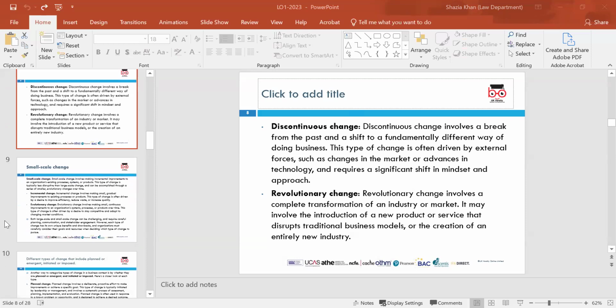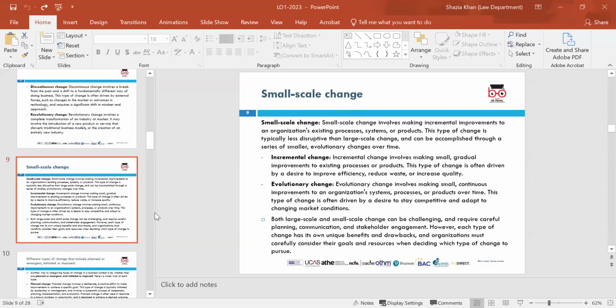And then you've got small-scale changes. What could be small-scale changes? Small-scale changes would be like renovation of the offices. Yeah. What else? Could it be things like maybe a change in products?